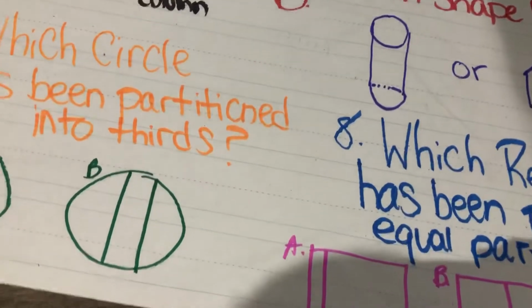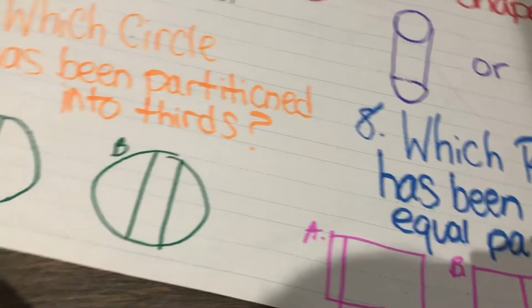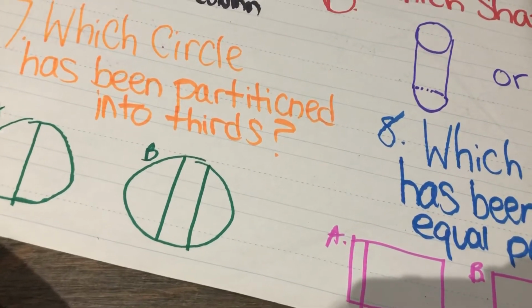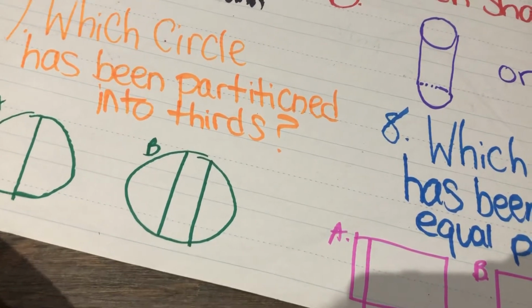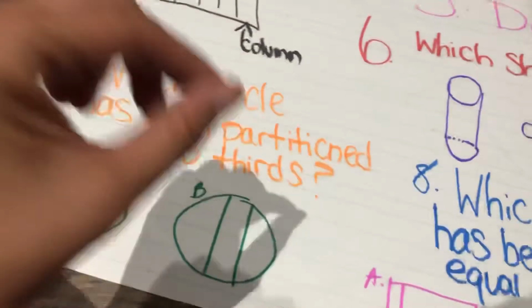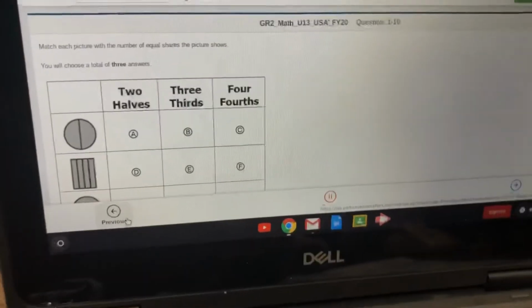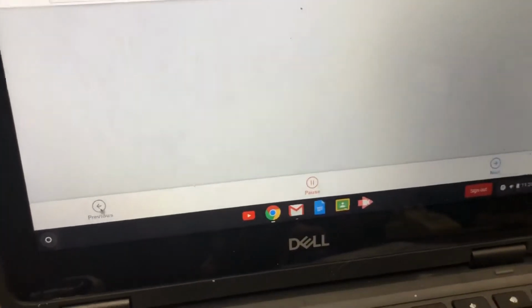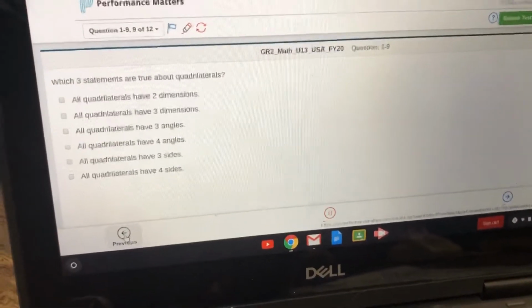Now finally, I'm going to come over here to my computer because I didn't draw them all out for you. And I'm going to pull up a question for you from the computer. All right. Back one more. Okay.